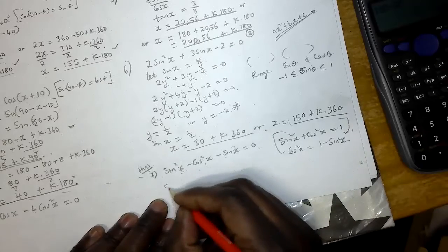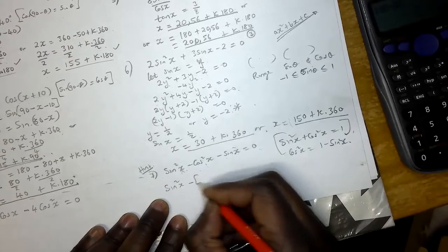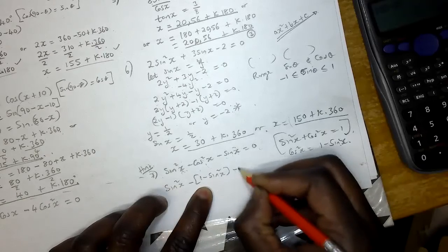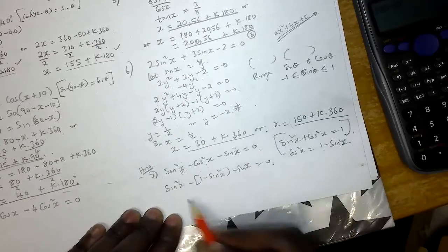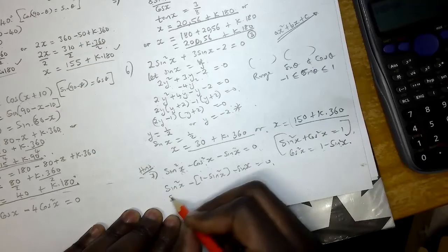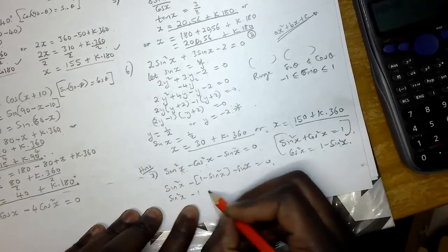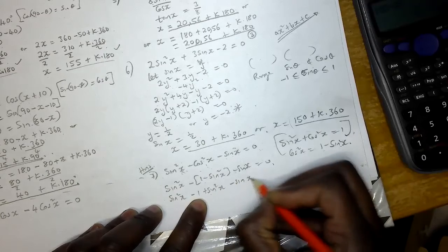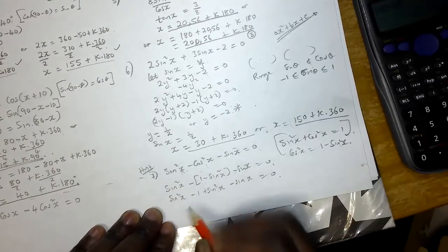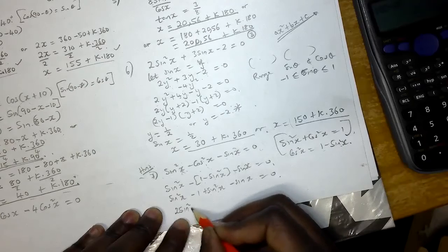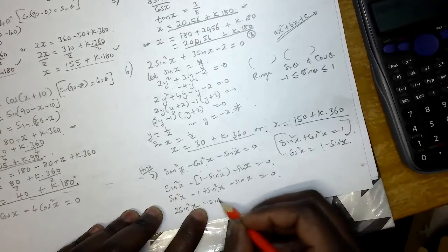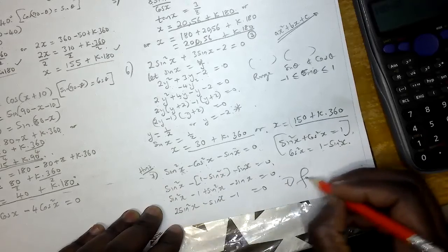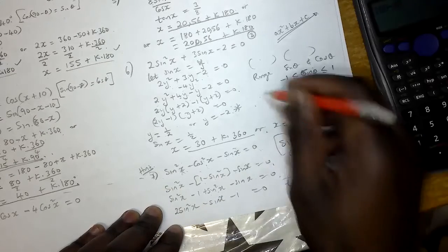So it's going to be sine squared x minus, in the bracket, 1 minus sine squared x, minus sine x equals 0. Then we get positive here: sine squared x minus 1, plus sine squared x, minus sine x, equals 0. So we have 2 sine squared x minus sine x minus 1 equals 0. This is something you can factorize and do what you have done on that side.